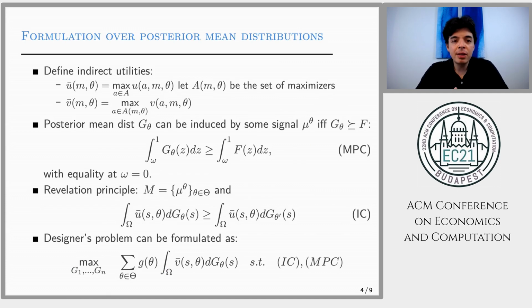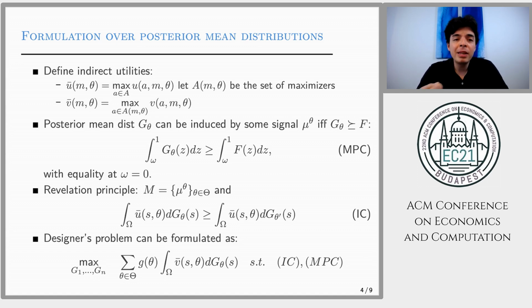Earlier, I mentioned that the designer tries to choose a menu that maximizes her payoff, but it's not clear how to directly obtain this menu, given that a menu consists of a bunch of signals, and it's not clear how to optimize over signals, given that the set of all possible signals is very rich. We'll take a slightly different approach.